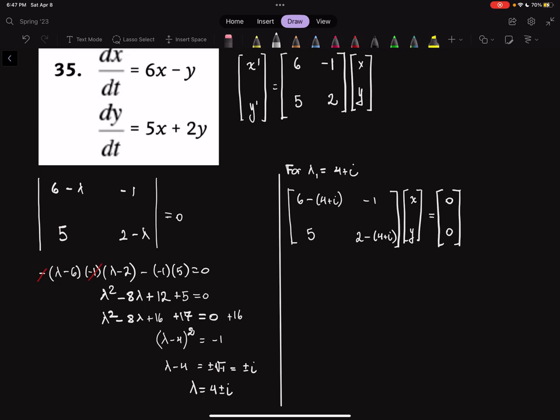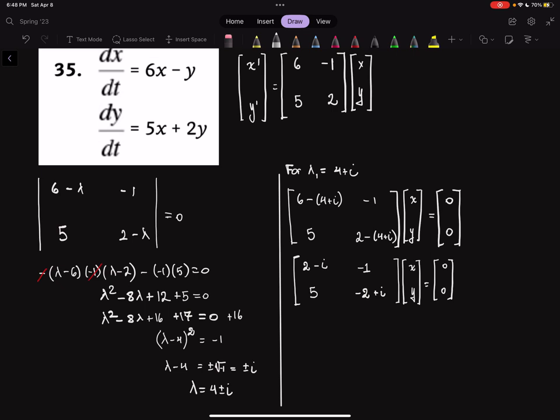So once I have this, let's simplify it a little bit. If I distribute that negative, I get 6 minus 4, that is 2, and then minus i. Then here I get negative 1, I can rewrite the 5, and I get 2 minus 4, that's negative 2, plus i. I close this right here, I get an X and a Y, close this, and that's going to be equal to 0, 0.